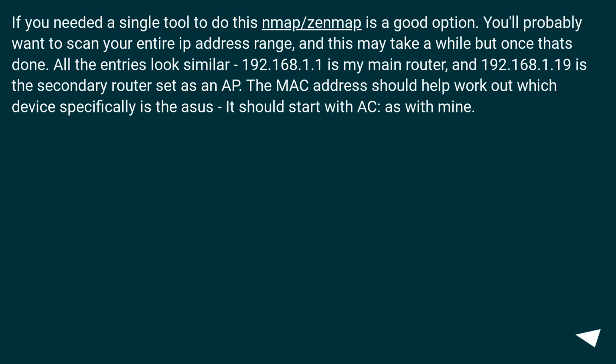If you needed a single tool to do this, nmap/zenmap is a good option. You'll probably want to scan your entire IP address range, and this may take a while, but once that's done, all the entries look similar. 192.168.1.1 is my main router, and 192.168.1.19 is the secondary router set as an AP. The MAC address should help work out which device specifically is the Asus. It should start with AC, as with mine.